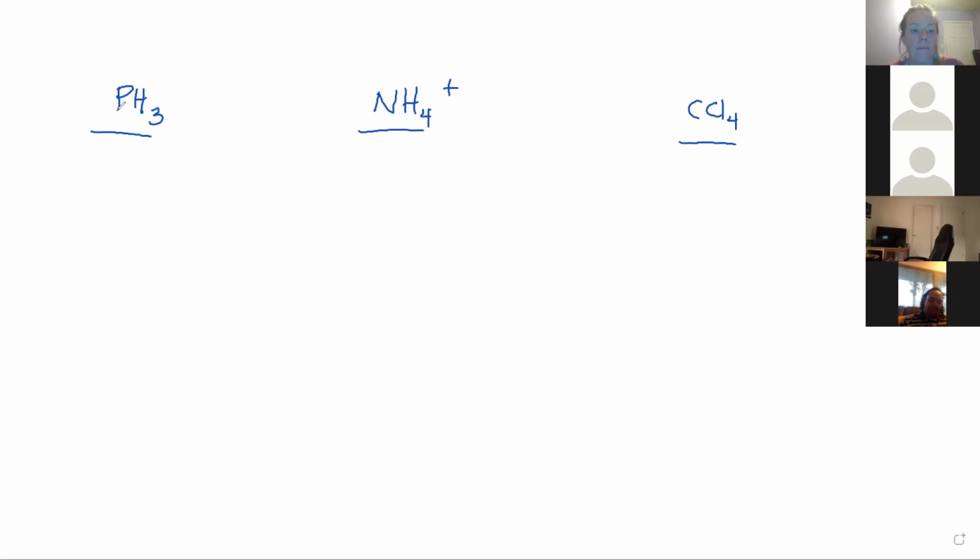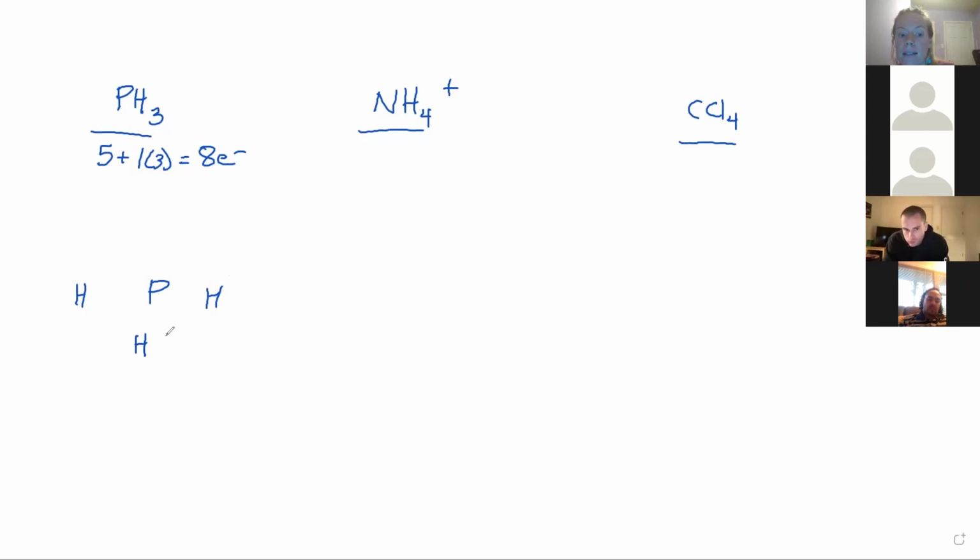So PH3. All right, I calculate my valence electrons first. Phosphorus is in column 5, so it brings 5 valence electrons. Hydrogen is in column 1, so it brings 1 valence electron, and there are 3 of them. So I multiply by 3, which gives me 8 electrons. I like that. All right, to keep it balanced, I'm going to put phosphorus in the center and the hydrogens around it. Also, that's symmetrical, and hydrogen doesn't want to be in the center. You put hydrogen in the center, you're going to make him have too many electrons.